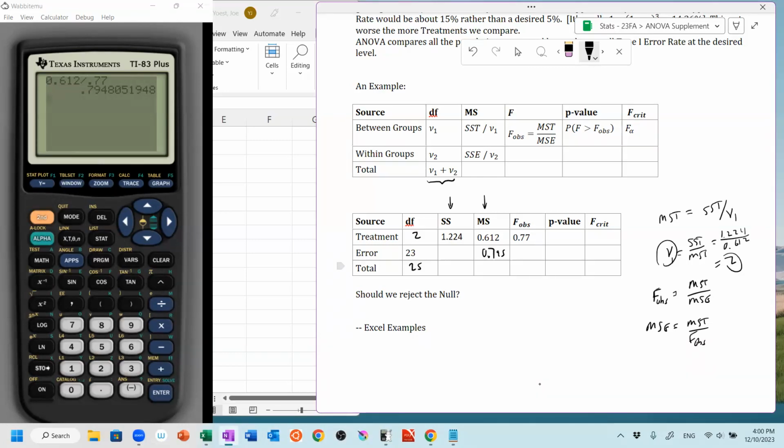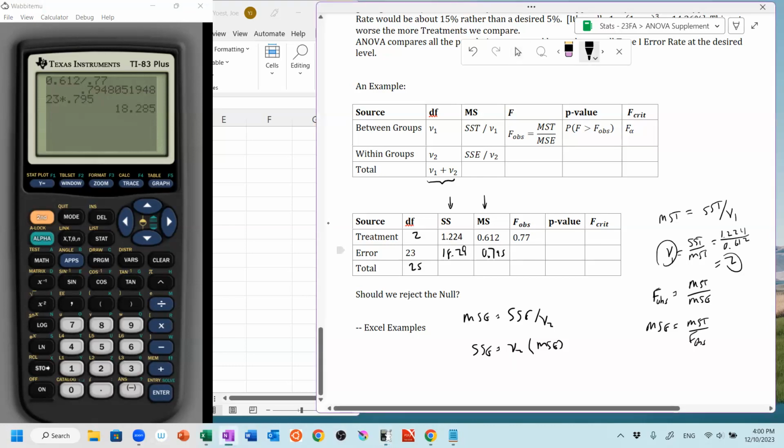And what else would I want? Maybe SSE. And I know SSE over nu2 is MSE. But I know that nu2 is 23, and I know what MSE is, so SSE is nu2 times MSE. That's going to be 23 times 0.795, or about 18.29.